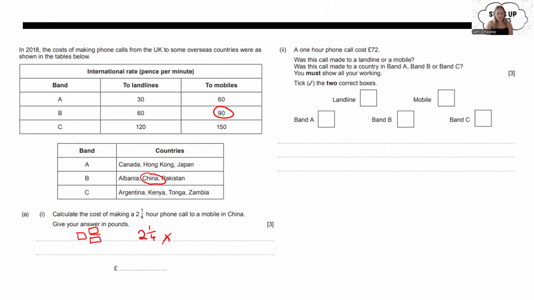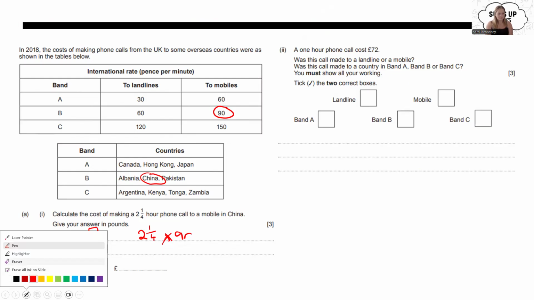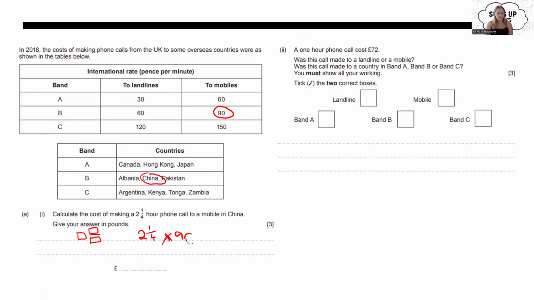Oh, that was a really bad times sign. There we go. Let me just rewrite that. That looked awful. So we're doing 2.25 times how many minutes are in an hour? Well, we know there's 60, so we times it by 60. And this is just going to tell us how many minutes we're actually using. So if we did that, 2.25 times 60, you're going to get the answer 135.